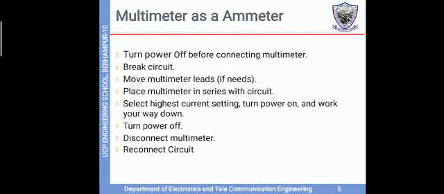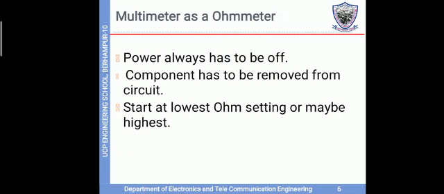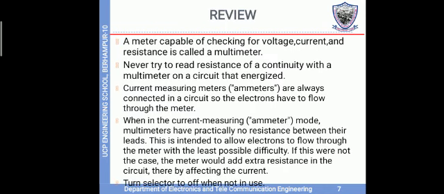Reconnect circuit. Multimeter as an ohmmeter. Power always has to be off. Component has to be removed from circuit. Start at lowest ohm setting, or maybe highest.